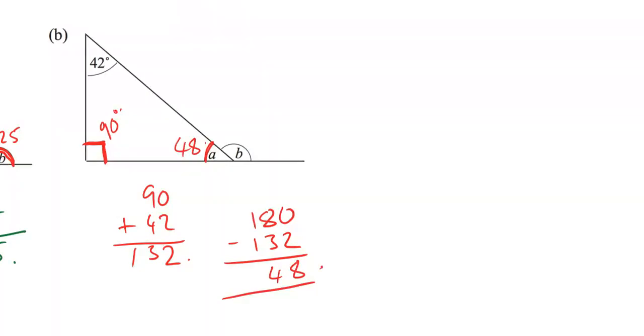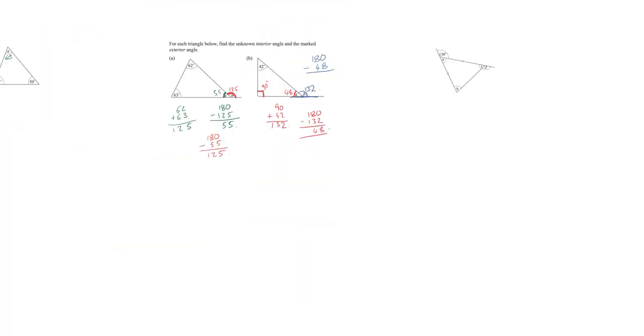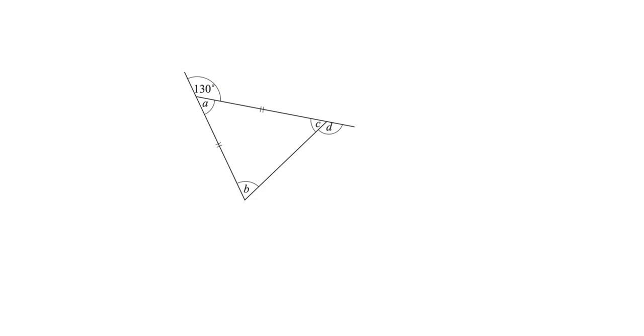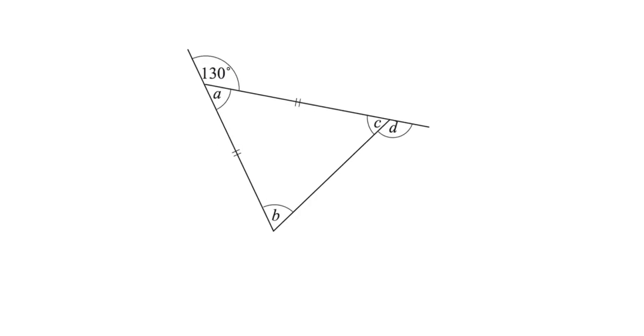Then to find out B, just like last time, we know that we have a straight line here. So the A and the B combined around that point must be 180. So if I do 180, take away 48, I'm going to be left with B, and that is 132. And we're done. Hopefully that's going to help. Let's move on and have a look at one more challenging question. So here we've got all sorts of things going on. Let's see what we can do.